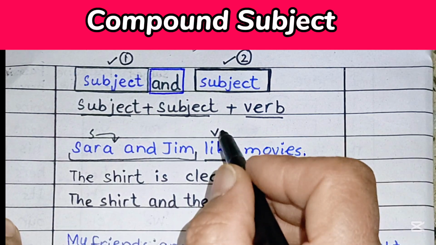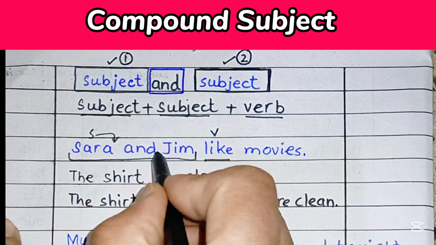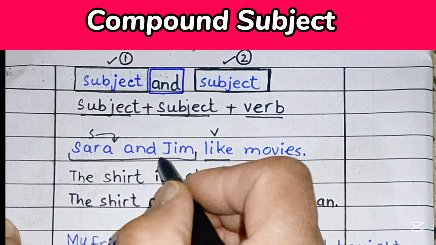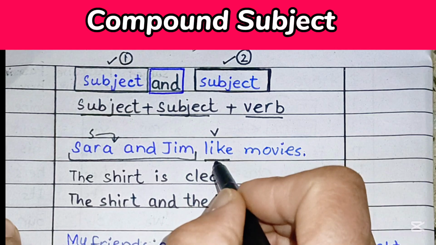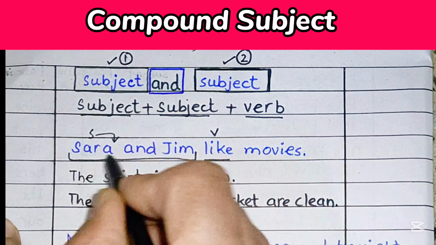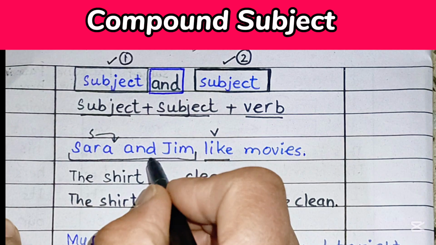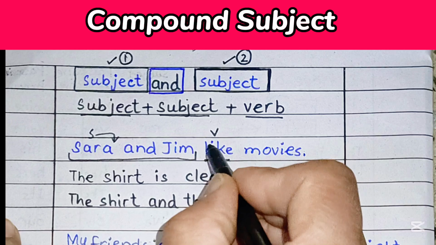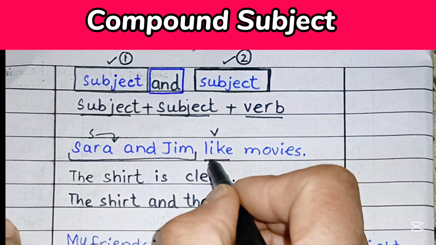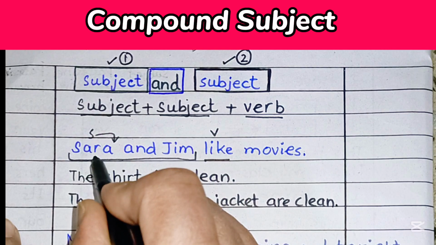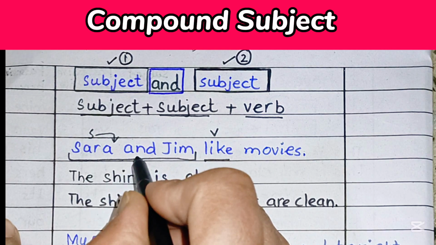Here you have the compound subjects, Sarah and Jim. They are actually the compound subjects. And this verb is plural to match the plural subject, or compound subject. Like is a plural verb because it has to match the plural subject, that is Sarah and Jim.